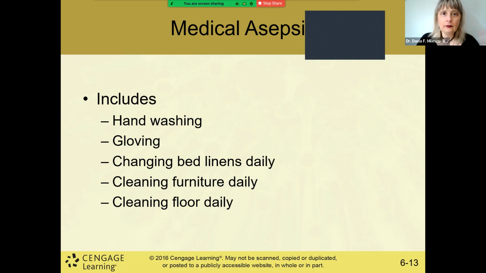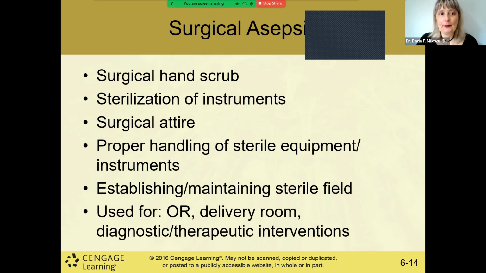All right. Surgical asepsis is in the operating room: surgical hand scrub, all the sides, 15 minutes, sterilization of the instruments, surgical attire, proper donning of gloves, making sure you have eye goggles, mask with shield, and you have an established sterile field. It's used for the operating room or delivery of a baby, diagnostic and therapeutic interventions that need a sterile field.